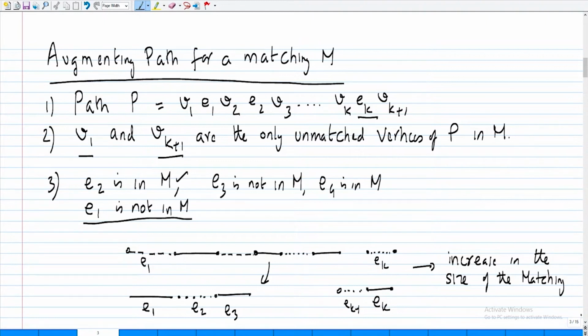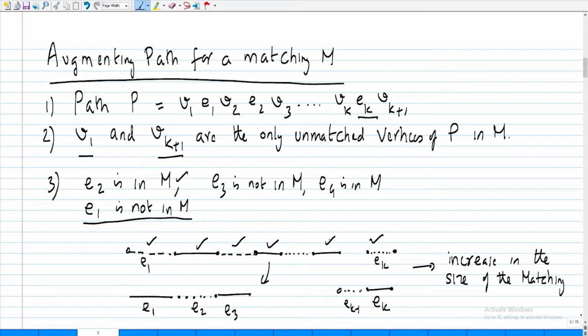Fine. So therefore this is a complete definition of an augmenting path P for a matching. First of all, it must be a path P. Second, with respect to the matching, you will find that the first and the last vertex are unmatched in the matching, and inside this path, the odd numbered edges, 1, 3, 5, and so on, are not in the matching, whereas the even numbered edges, 2, 4, 6, 8, and so on, are obviously in the matching.